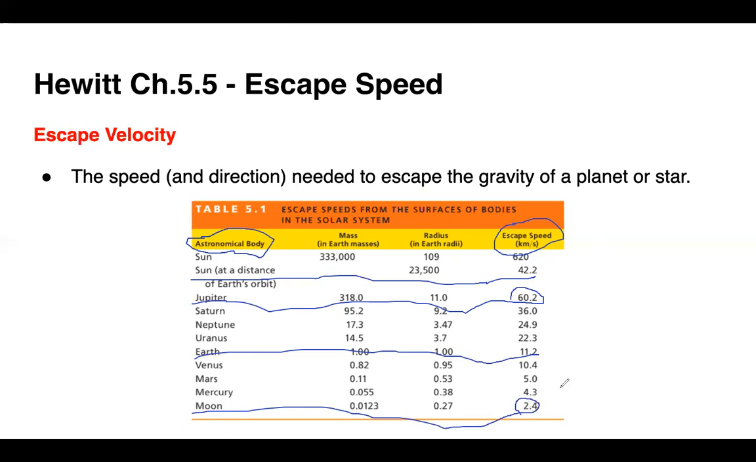So if you think about astronauts that landed on the Moon and visited, it took a lot more energy to get those astronauts off Earth and flying towards the Moon than it did for them to then leave the Moon and launch off from the surface of the Moon, because it's a much lower required escape velocity, only 2 kilometers per second.